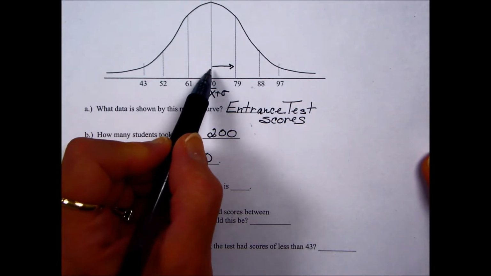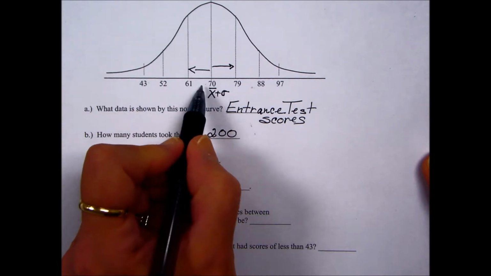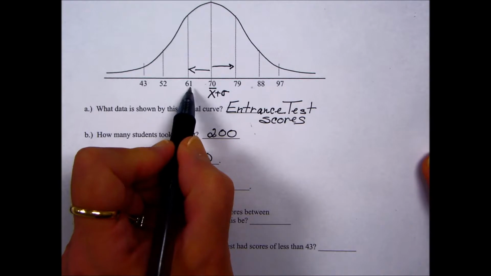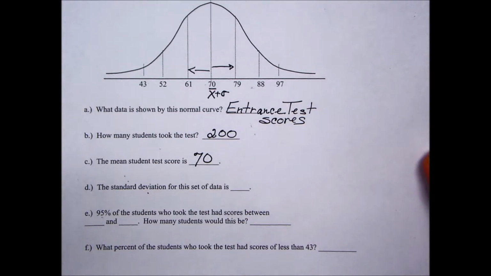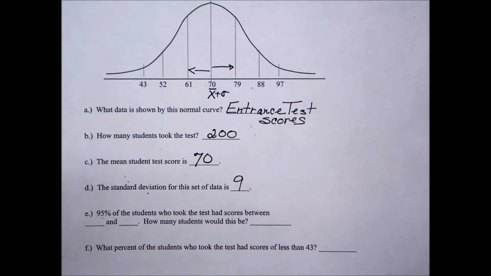Each one of these adjacent numbers has a difference of 9, an increasing standard deviation added onto each one, and we can check it going on the low side. 70 minus 9 leaves us with 61. This is one standard deviation below the mean as well. So the standard deviation for this set of data is 9.